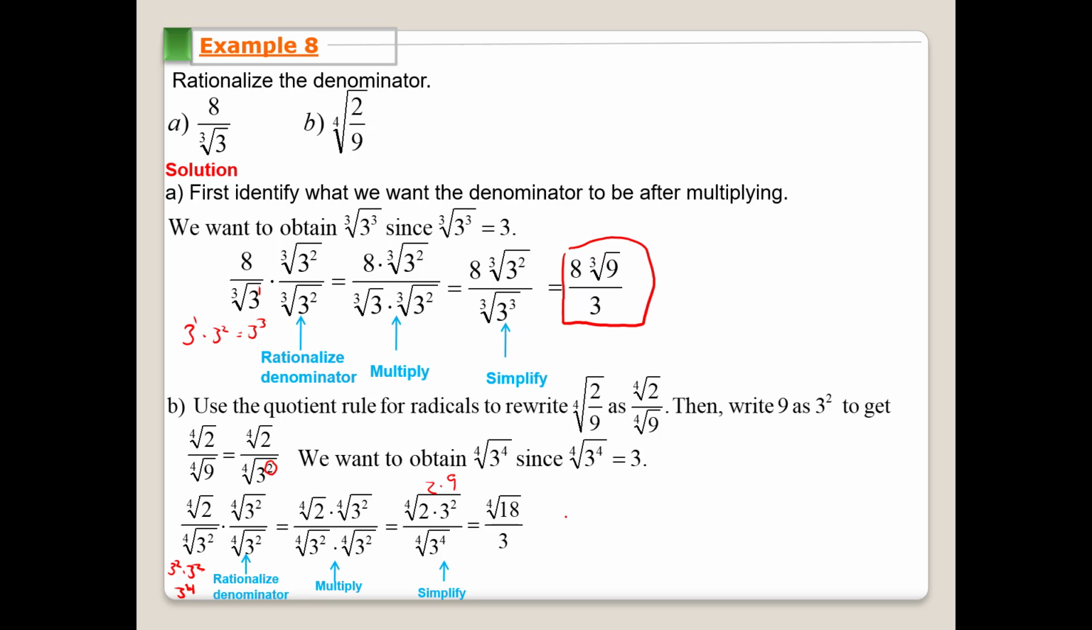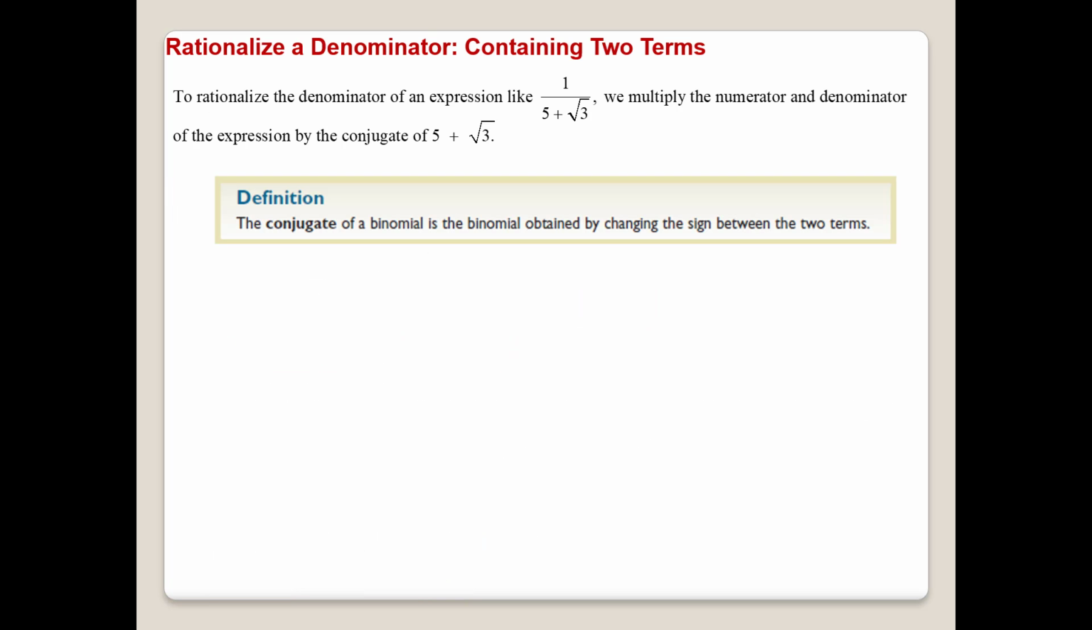And there we go. That's as simplified as we can get it right there. All right, let's rationalize the denominator that contains 2 terms. So with this, instead of just a radical down there, we have 5 plus square root of 3. So we have 2 down there, okay?